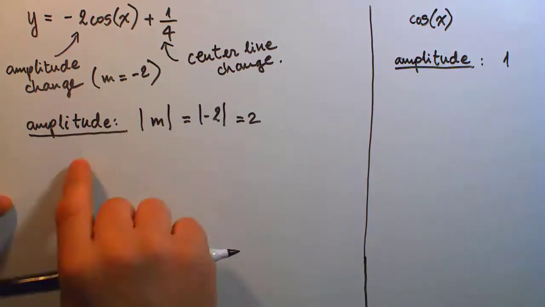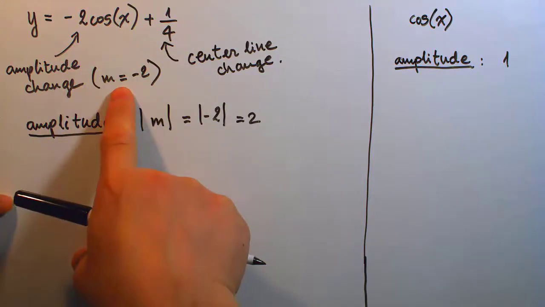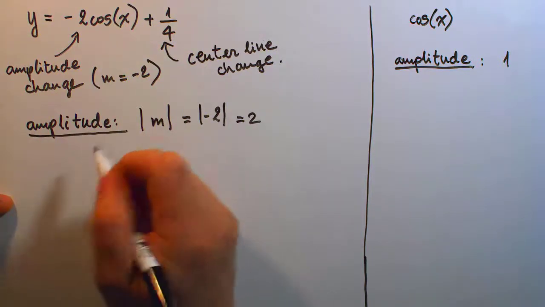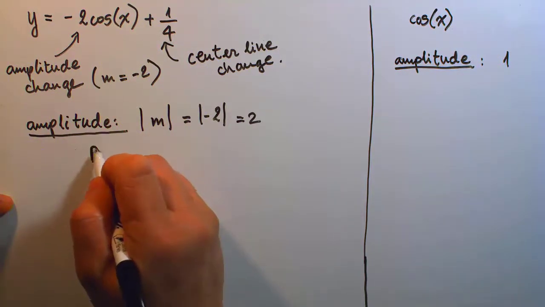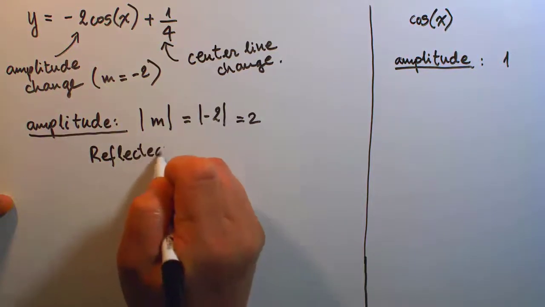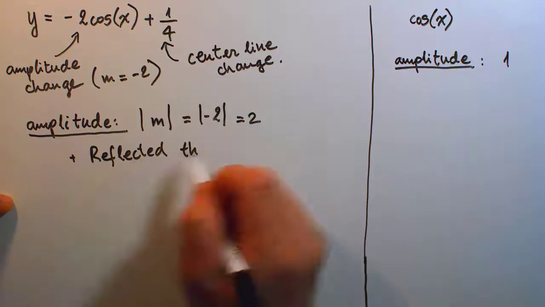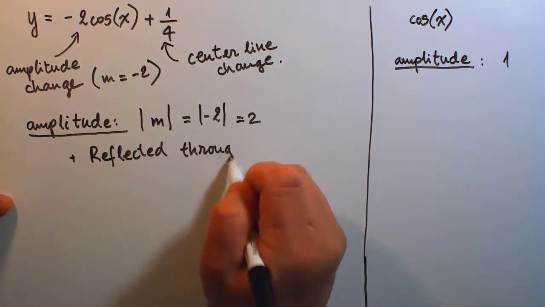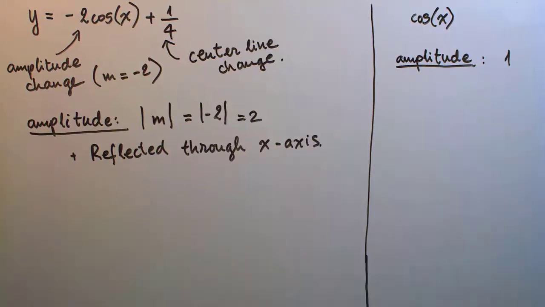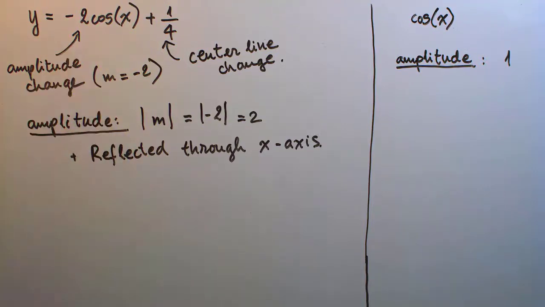A further note is that since this m, our coefficient, is a negative coefficient, then we do have some reflection. So here our graph is reflected through the x-axis. That's another detail we noticed. So this coefficient has a lot of changes to the graph of cosine of x.